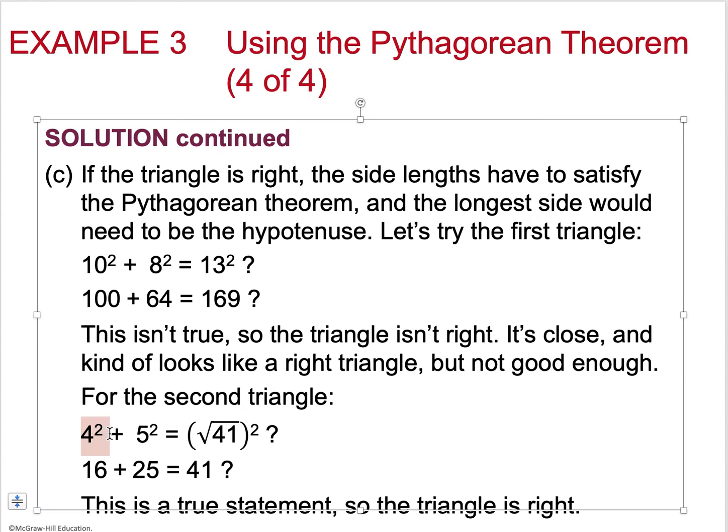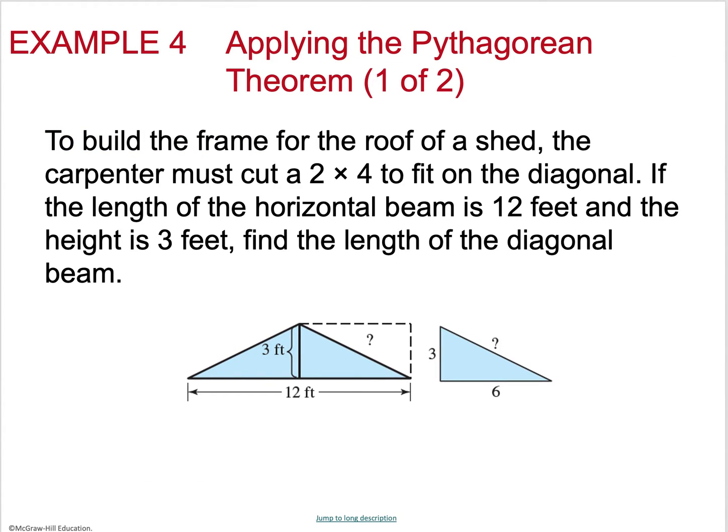So I'm going to set it up by taking the legs, squaring them, and seeing if it equals the hypotenuse squared. In this case, it does not for the first triangle. And for the second triangle, it is a true statement. So I know the second triangle is going to be a right triangle.